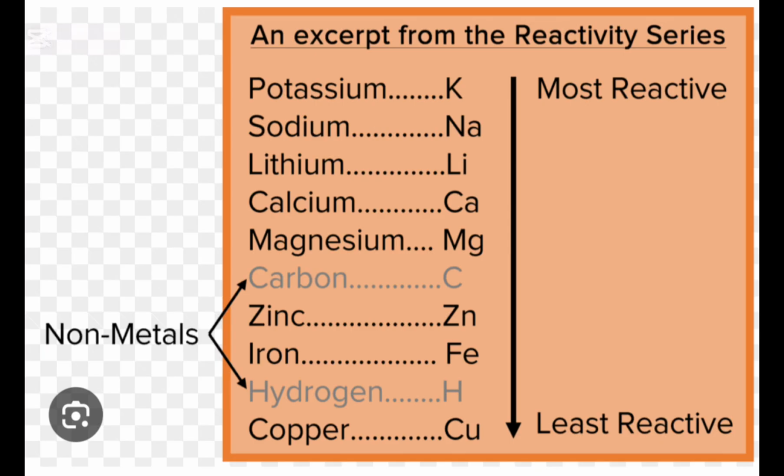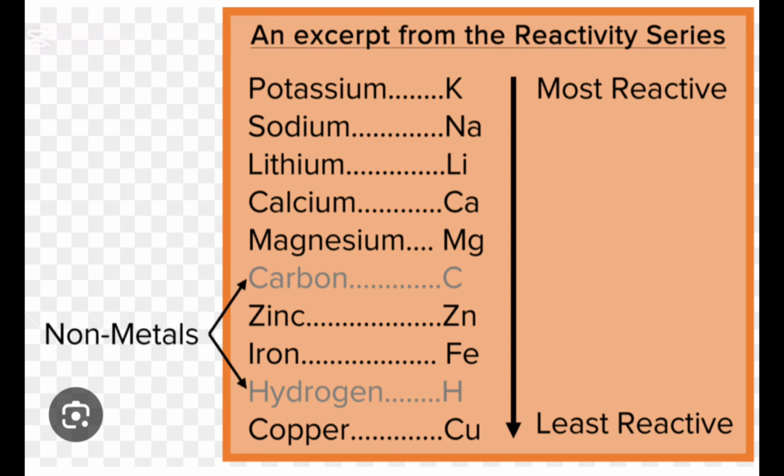This is a table that shows the reactivity series of metals. As you can see, potassium there, sodium there, lithium, calcium, magnesium. Take note, carbon and hydrogen are non-metals. Now, in this reactivity series, you can see that potassium is placed upwards, which shows that potassium is more reactive than sodium, and sodium is more reactive than lithium, lithium more reactive than calcium, calcium more reactive than magnesium. And looking at the table, you can see that the reactivity decreases down the group, and this trend shows that copper is the least reactive and potassium is the most reactive.